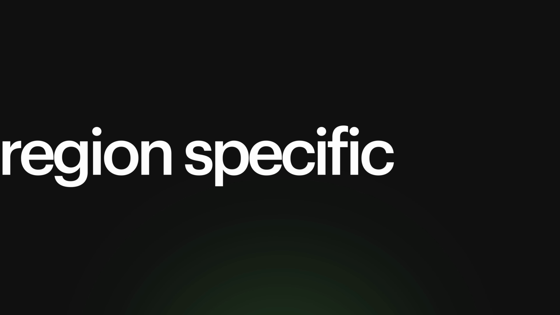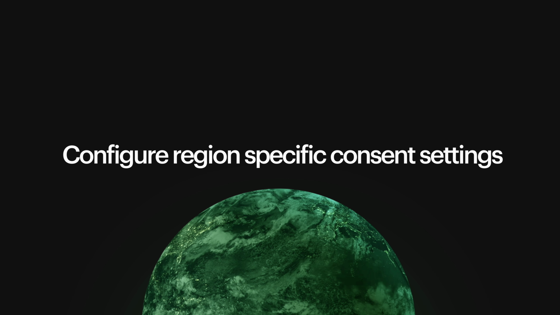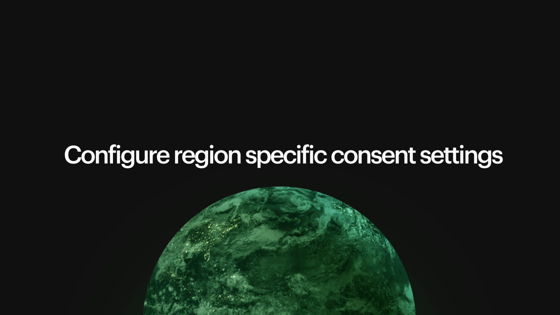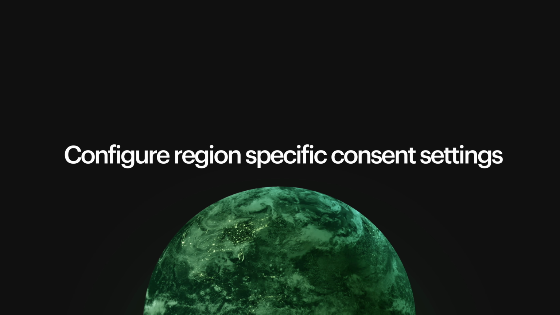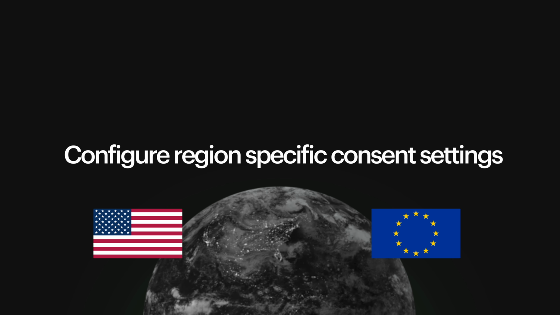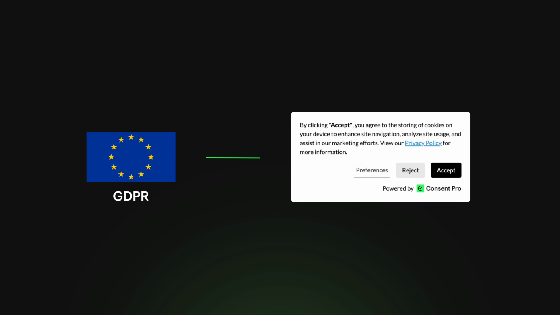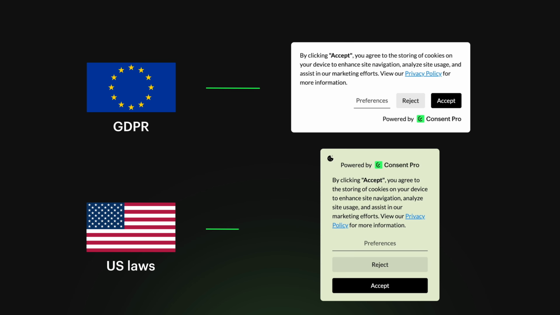Configure region-specific consent settings. This is where we configure the geolocation feature to show different cookie banners for visitors from different regions. For example, you can show a cookie banner that asks for consent before running scripts in Europe due to GDPR legislation, or a cookie banner with opt-out for United States due to US privacy laws.